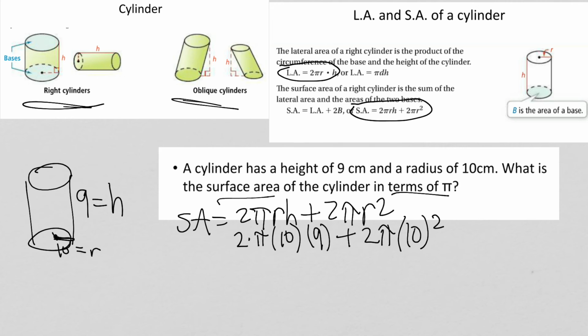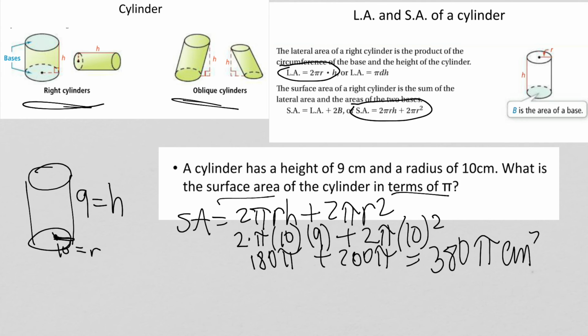So I work this out. This is 180 doubled, so this is 180 pi, plus this is 200 pi. We add that together and we get it to be 380 pi centimeters squared. So I left it in terms of pi. That's the total surface area there.